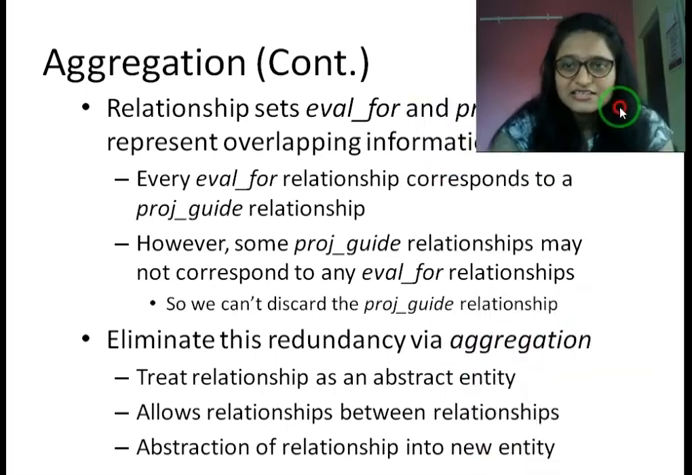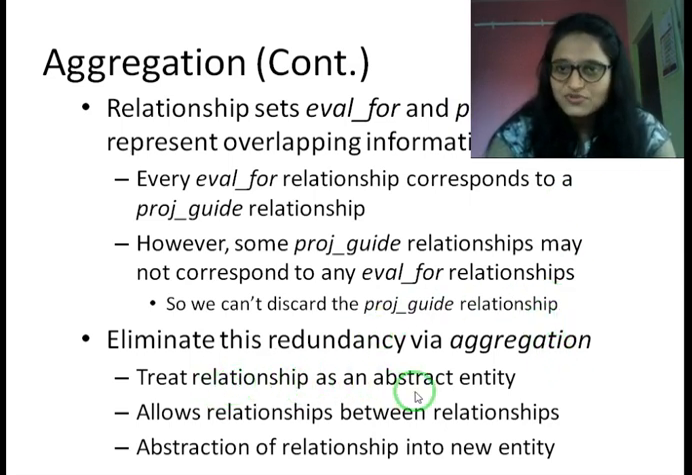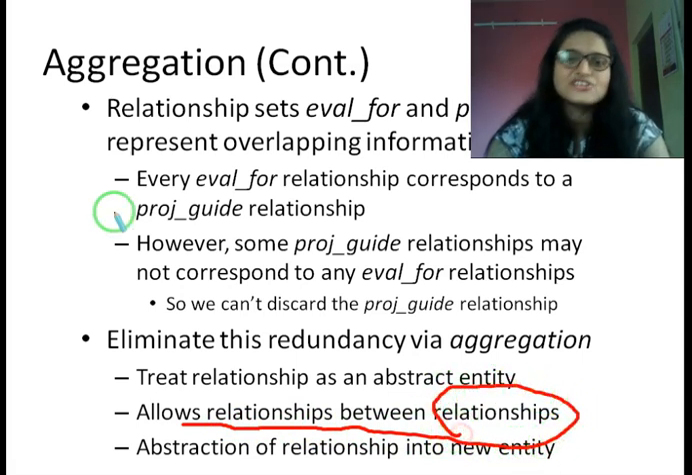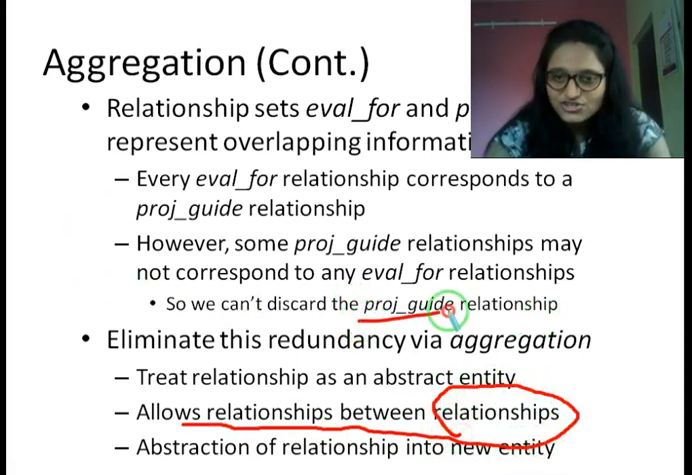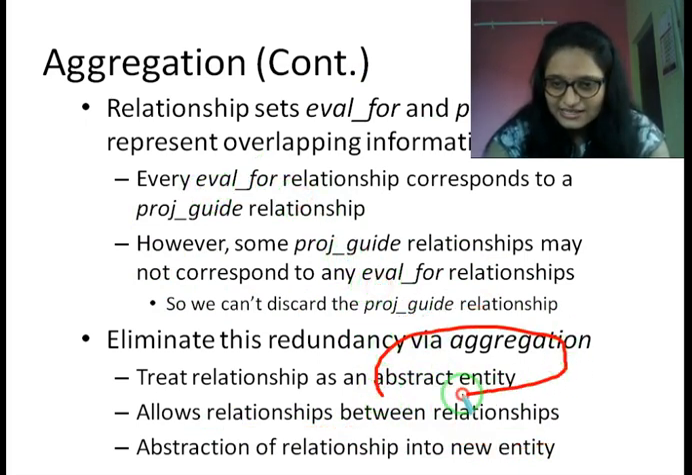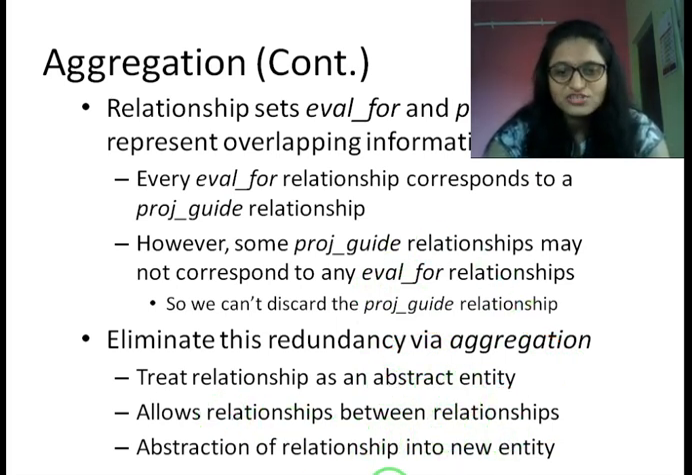To eliminate this redundancy, there are some steps. Treat the relationship as an abstract entity. Allow a relationship between relationships. This is a new concept, dear students: a relationship between the relationships. There are two relationships, project_guide and eval_for. We maintain an abstract entity and make a relationship between the relationships. So this is the abstraction of the relationship into a new entity. So how do we perform aggregation?